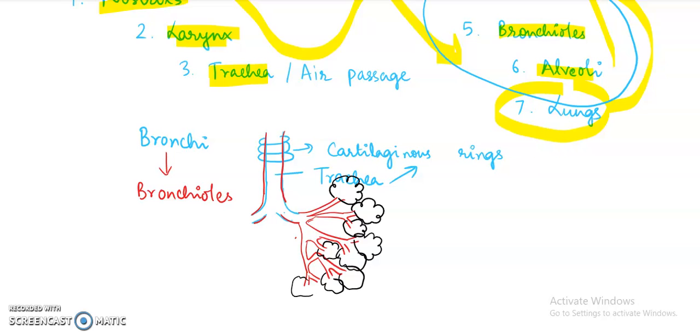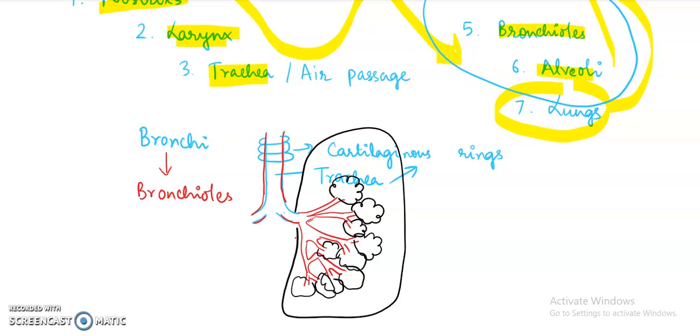So we have seen that air has come from the nostrils. From the nostrils, it has come to the larynx, and then to the trachea or the air passage, then the bronchi, then bronchioles, and then finally the alveoli. And this terminal part of the bronchi and bronchioles is enclosed in a cavity which is known as the lung. What is it known as? It is known as the lung.